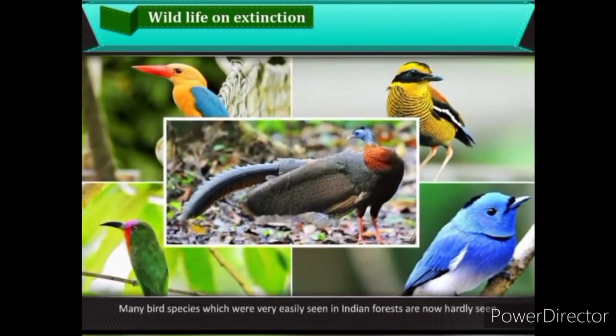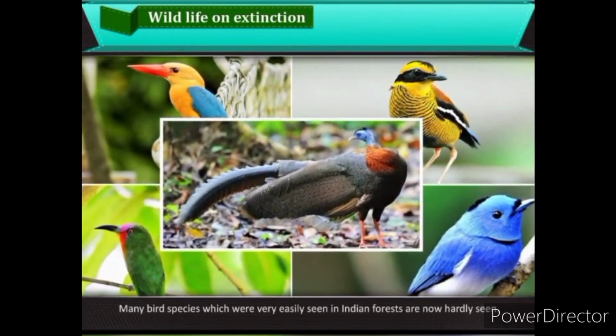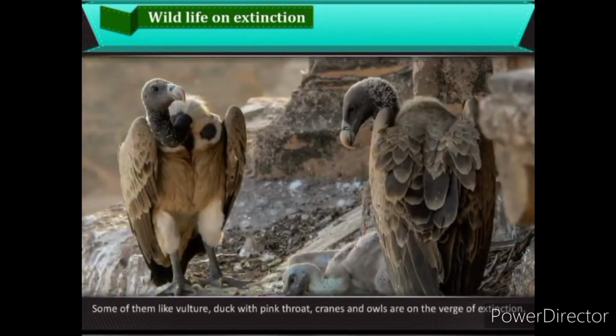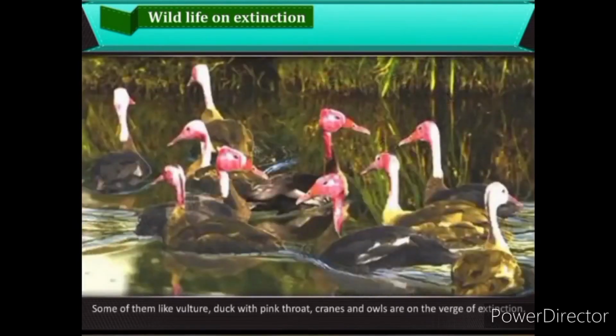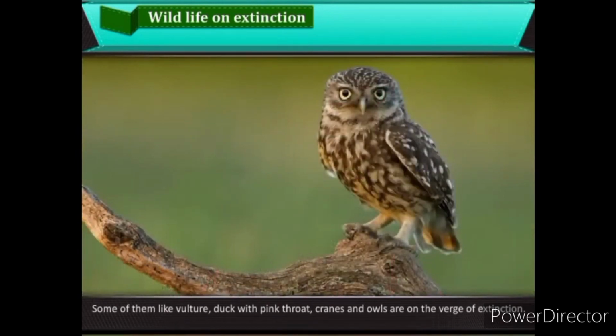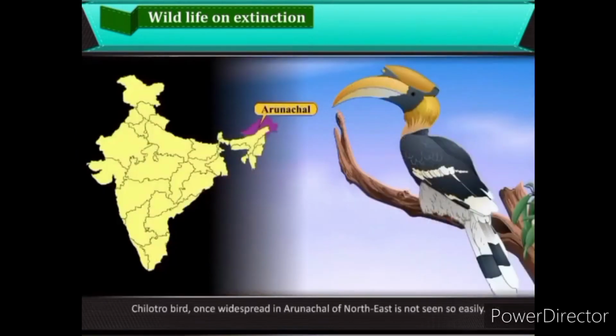Many bird species which were very easily seen in Indian forests are now hardly seen. Some of them, like vulture, duck with pink throat, cranes and owls, are on the verge of extinction. Chilotro bird, once widespread in Arunachal of the northeast, is not seen so easily.